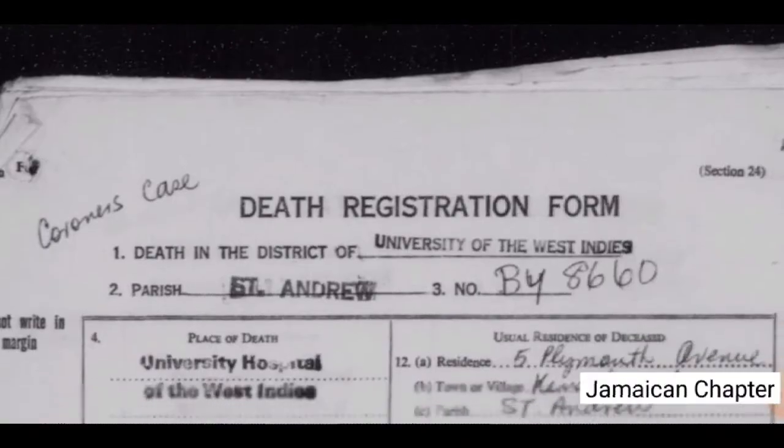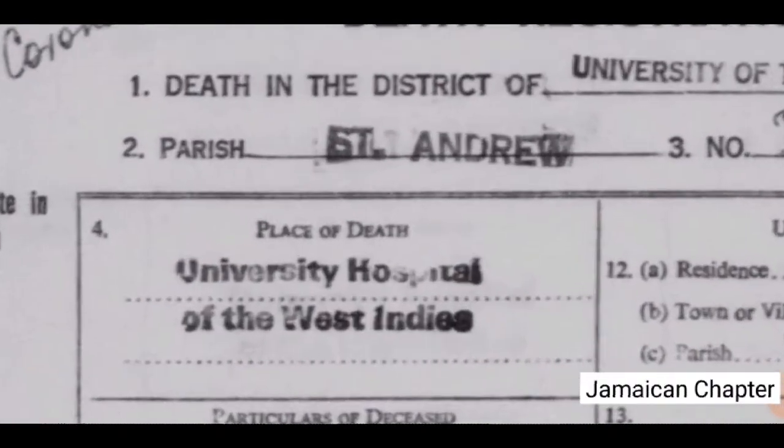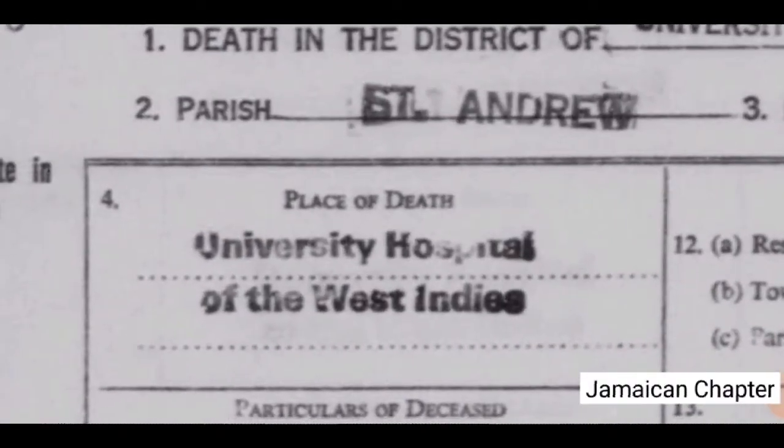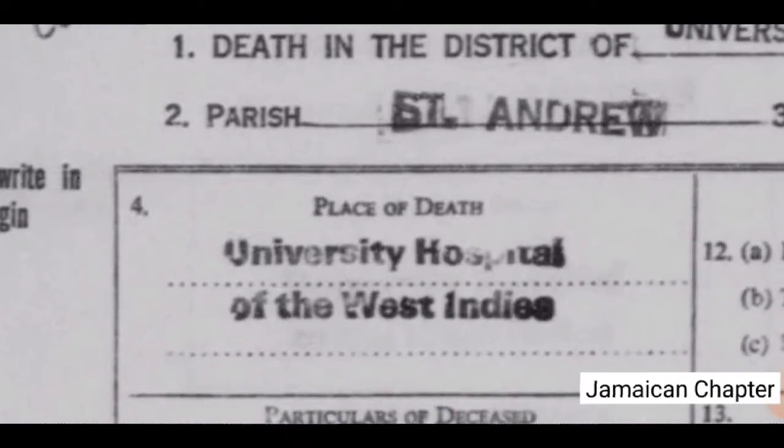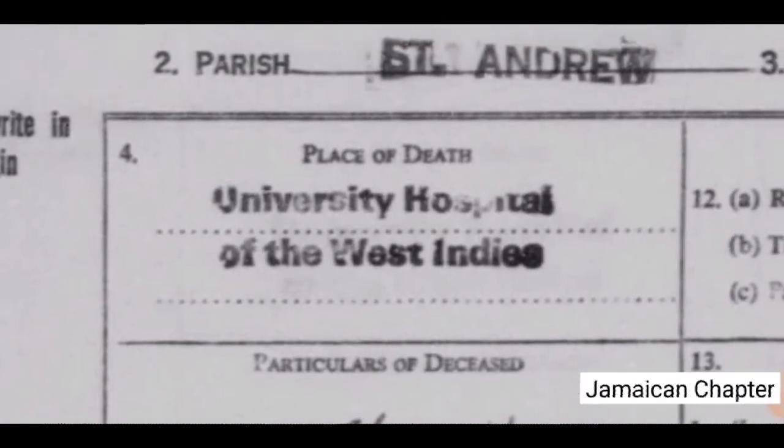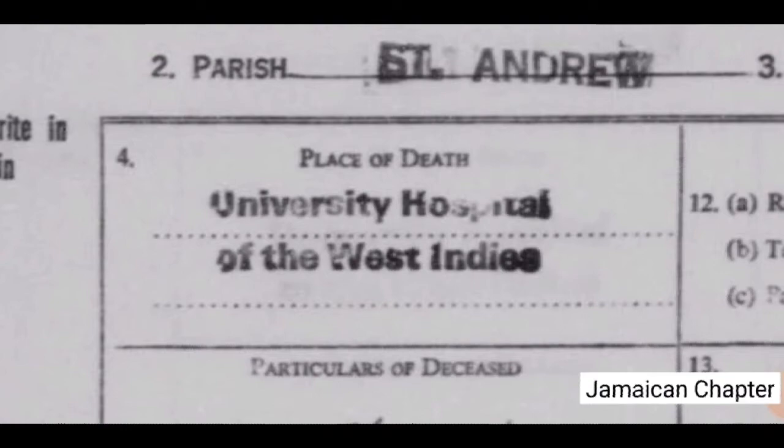Let's go down a little more and we start with the left of the form. At the left of the form it says place of death, University Hospital of the West Indies. So the form is saying that Peter Tosh died at the University Hospital of the West Indies.